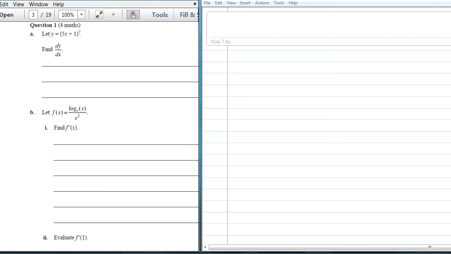Okay, this is the 2015 Maths Methods exam paper 1, and let's start from question 1. Question 1 asks you to find the derivative of two functions. The first asks you to find the derivative of the function y equals (5x + 1) to the power of 7. So clearly we need to use the chain rule.